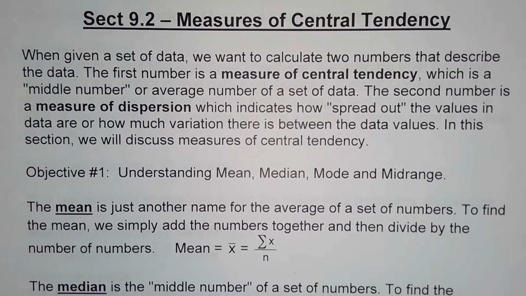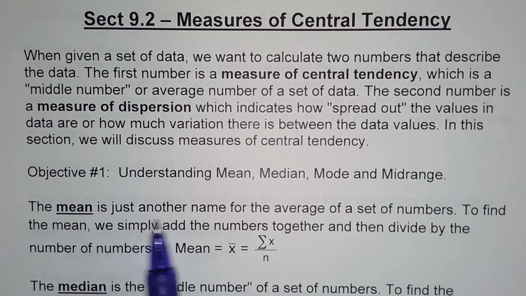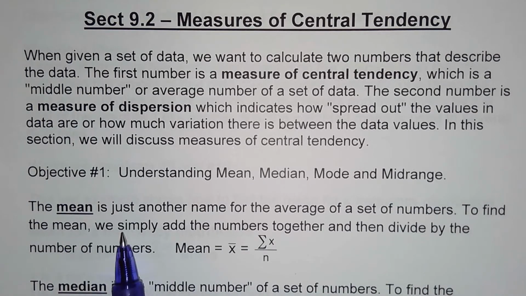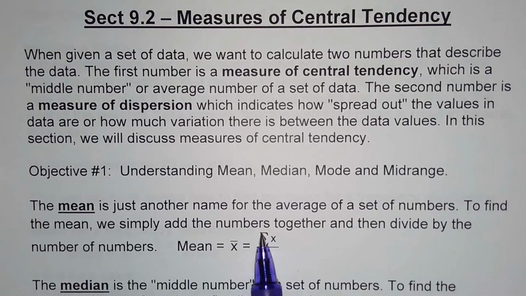So we're going to first off define the mean. The mean is just another name for the average of a set of numbers. To find the mean, we simply add the numbers together and then divide by the number of numbers. And notationally, for the mean, they use X bar. And this symbol here means summation. It means you're adding up the numbers and then dividing by the number of numbers.